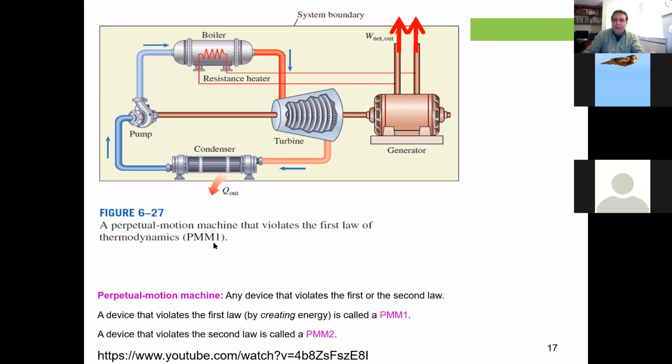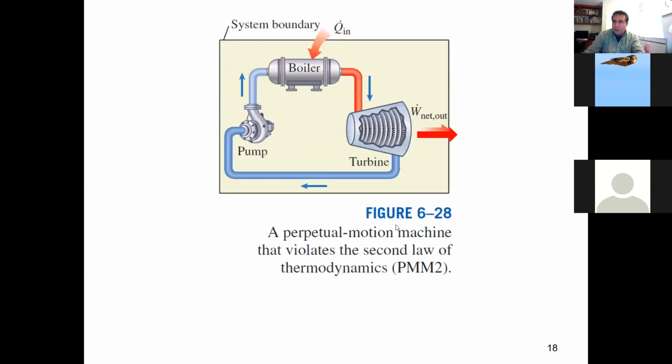Any device that violates the first law or second law of thermodynamics is a perpetual motion machine. A device that violates the first law by creating energy is called a PMM1. A device that violates the second law is called a PMM2. I don't know whether you had a chance to watch this on YouTube. Let me see if I can finish this and show you the video. It's a really fascinating video about the PMM1 and PMM2, perpetual machines that violate the laws of thermodynamics.